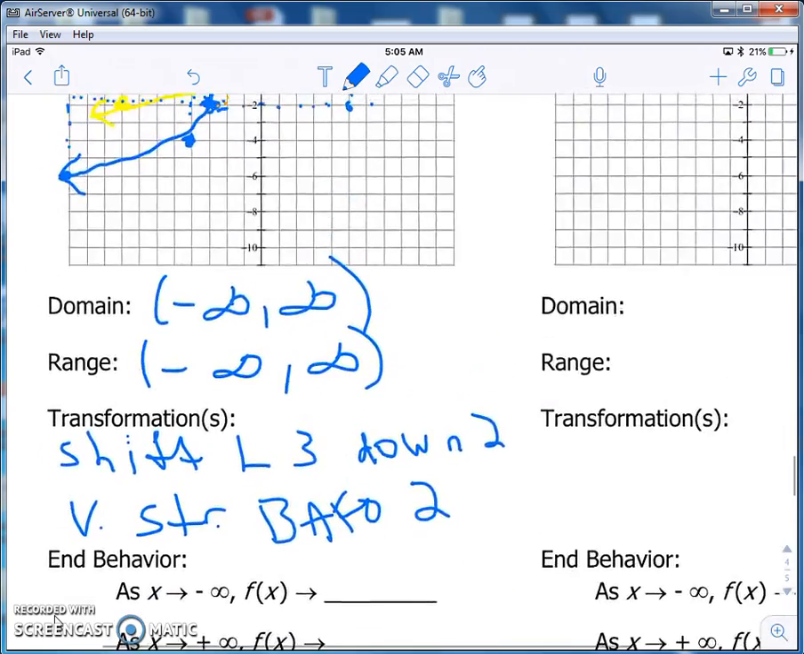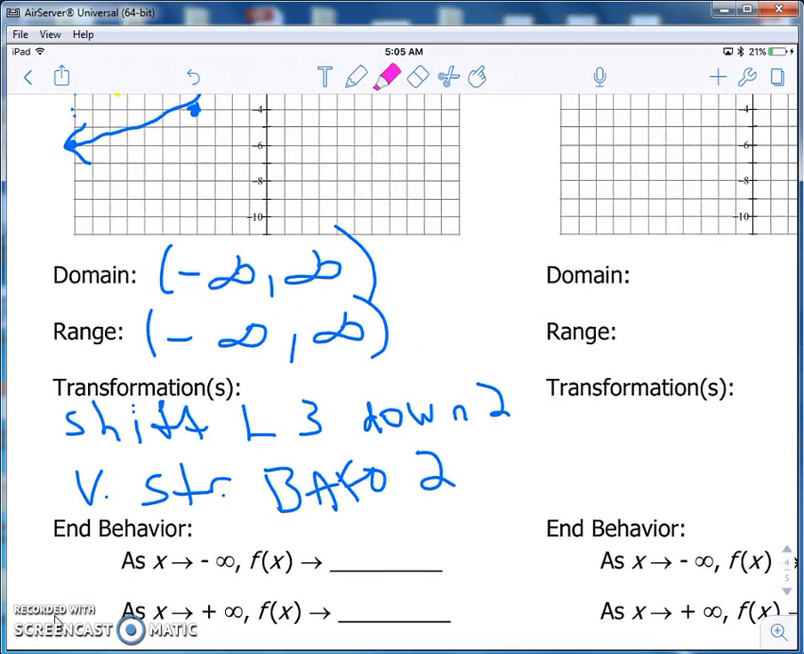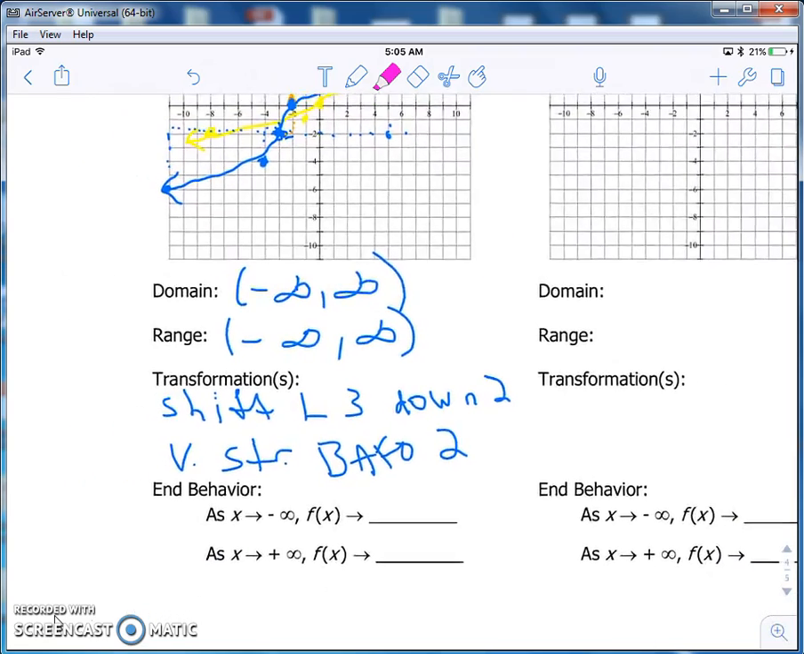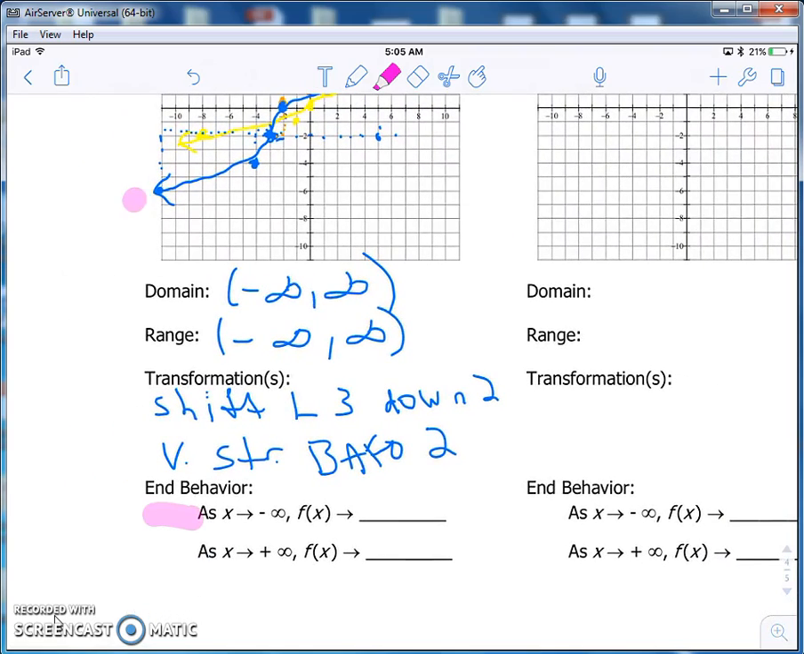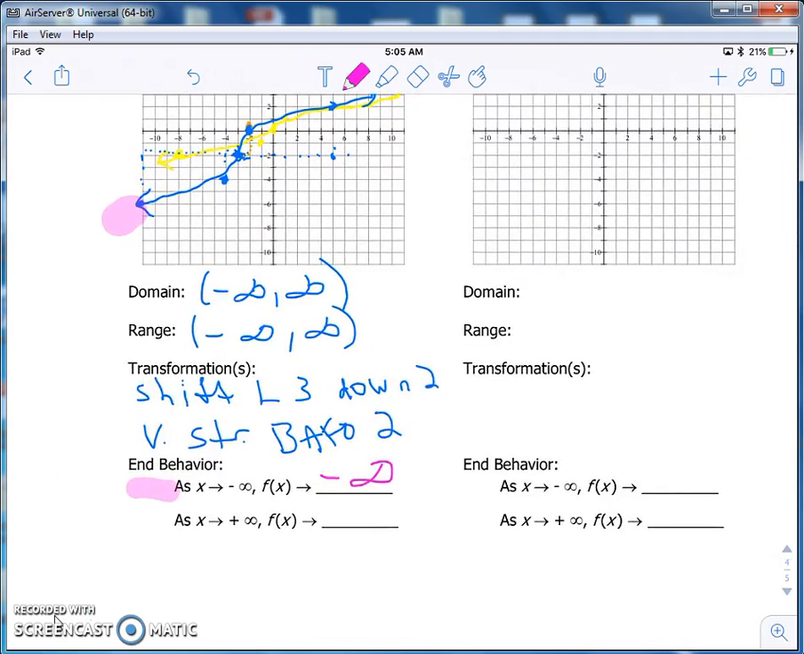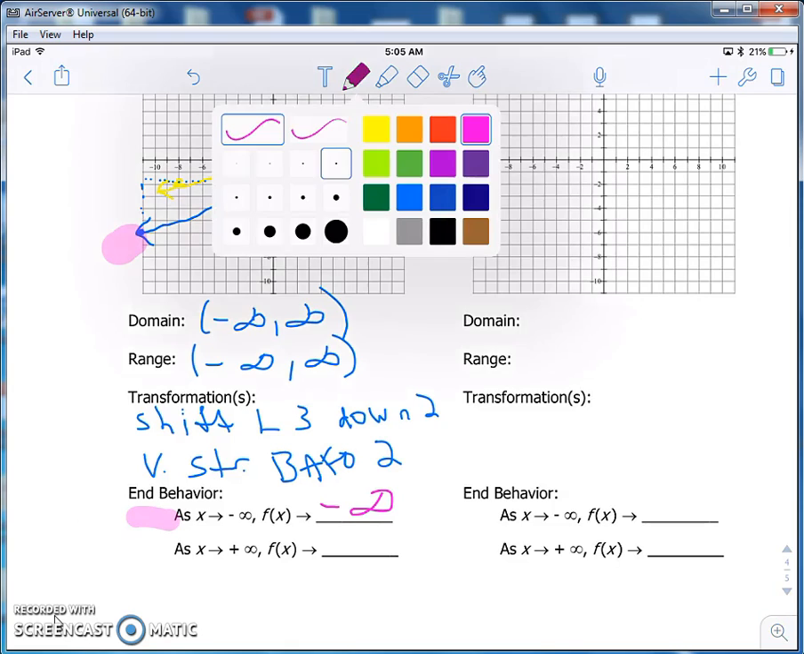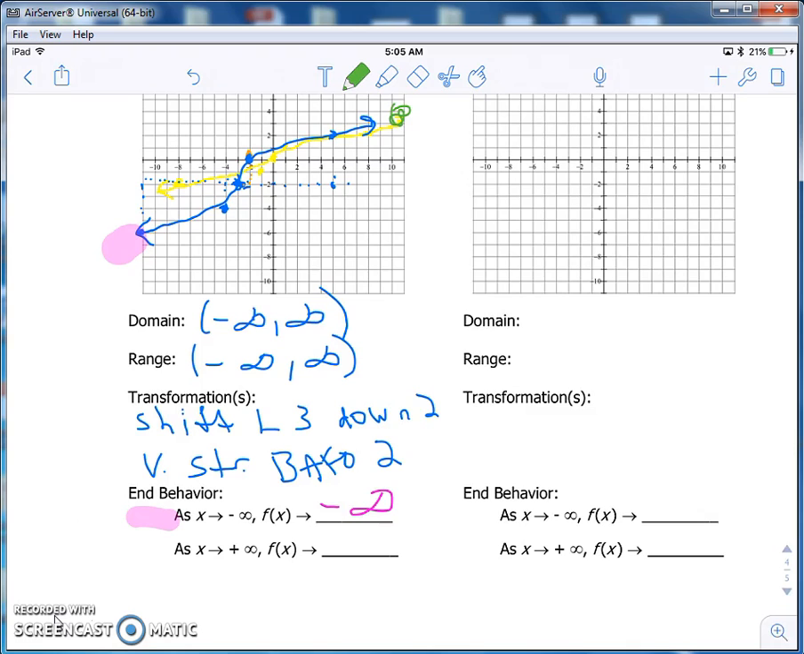As x goes to negative infinity, that's this point over here. Let me zoom out. Y is going to negative infinity. And zoom out again. As x is going to positive infinity, that's going to be this point over here. So y is getting bigger and bigger. Y is going to positive infinity.